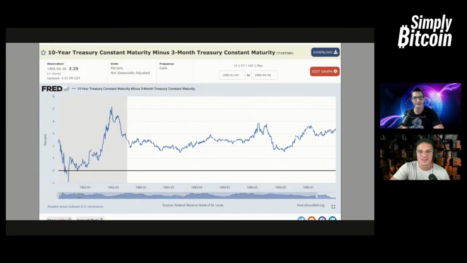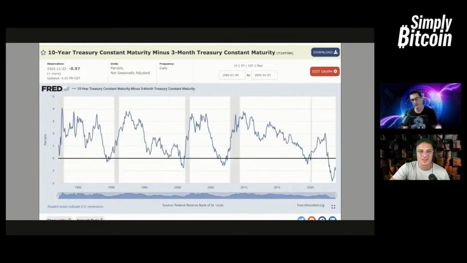I don't know why it does that, because you know why? The government can't even code charts. That's why. It doesn't look like it was inverted there, but it was. So you have the inversion, the normalization, recession. And then in the 90s, inversion, normalization, recession. The gray shaded areas are the recessions. Then in 2000, inversion, normalization, recession. Inversion, normalization, recession. And then COVID, inversion, normalization, recession.